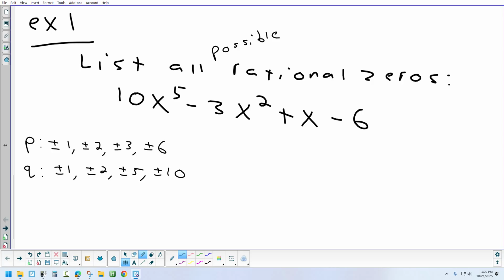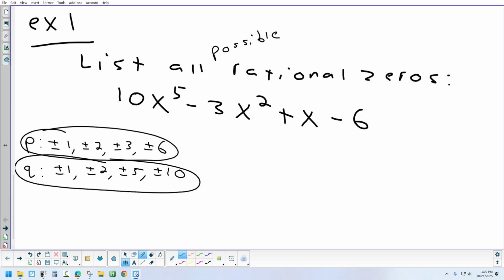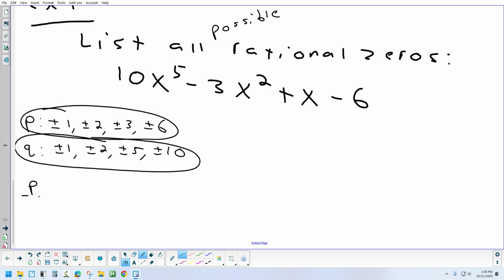So now, if this graph crosses the x-axis at a fraction, it's going to have one of these numbers in the top of the fraction and one of these numbers in the bottom. Now I need to write all those possibilities out. It's not hard as long as you do it kind of organized. So let's write down all the different p's over all the different q's. So the way I would do it, start with a p and do that over every q.